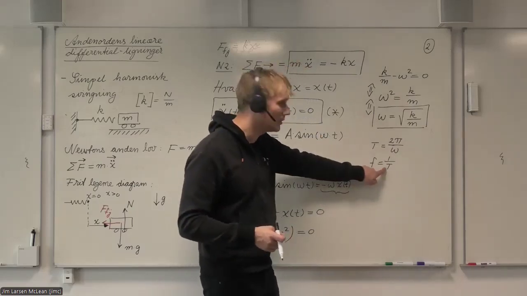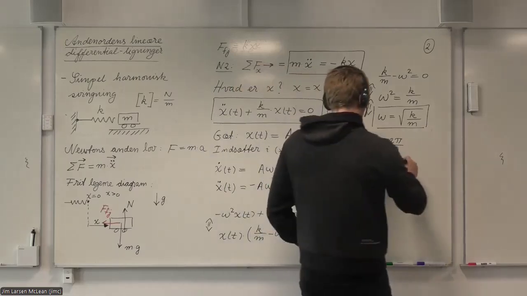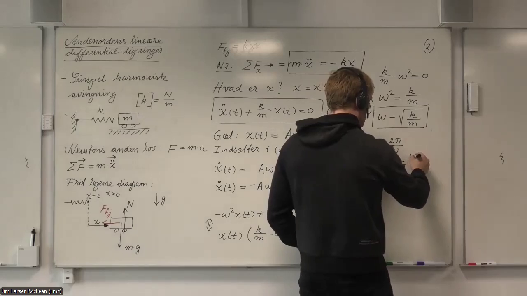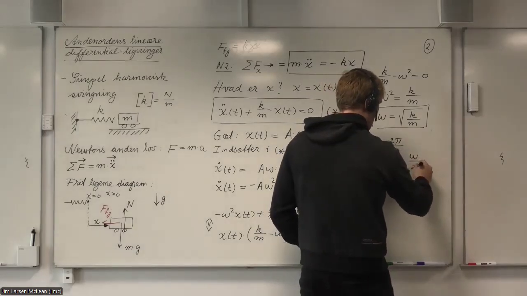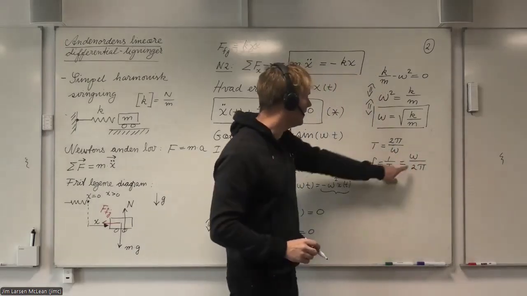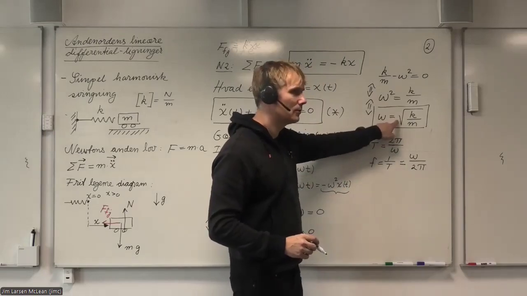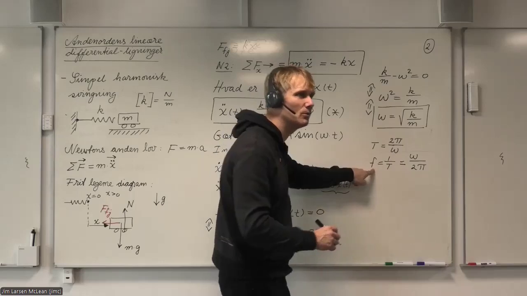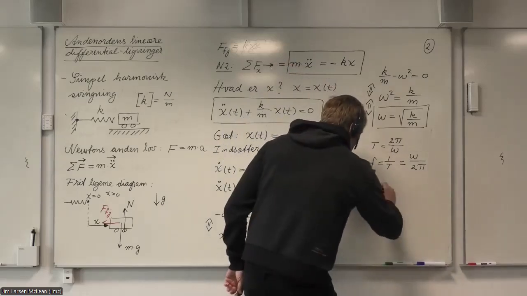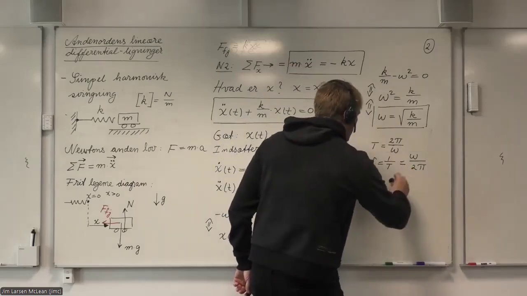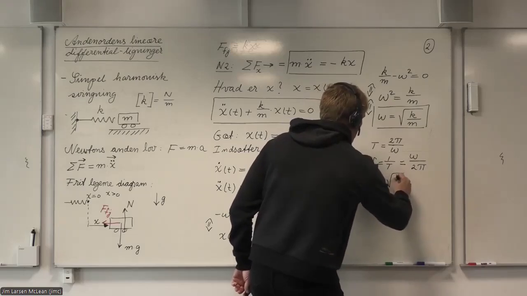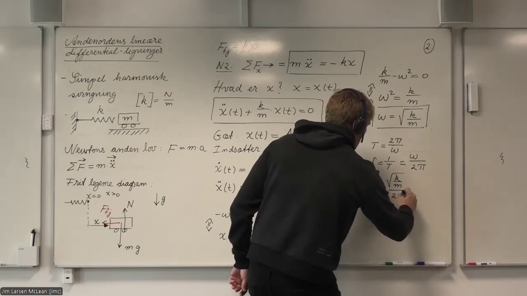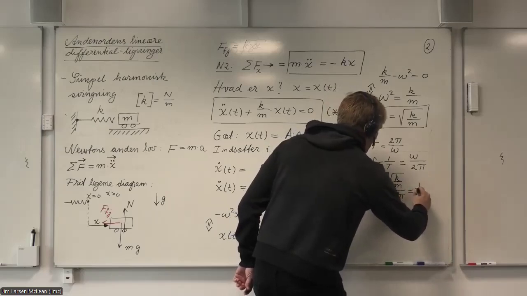Therefore, frequency is the reciprocal of the period. So this is the same as flipping this fraction upside down. Then it says omega divided by 2 pi. But I have already found omega. It's written up there. So now I have a formula for the natural frequency of a harmonic oscillator. It is omega, which was the square root of k over m, divided by 2 pi. And you usually write it like this, 1 over 2 pi.